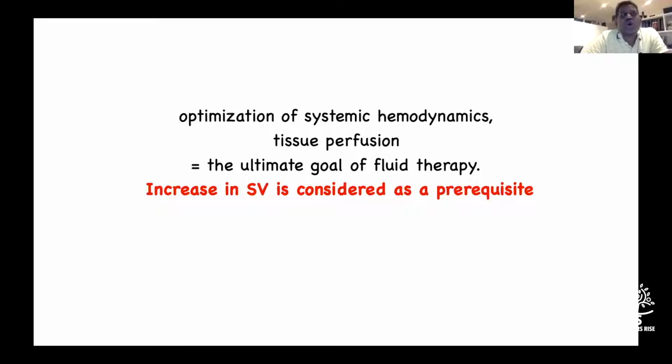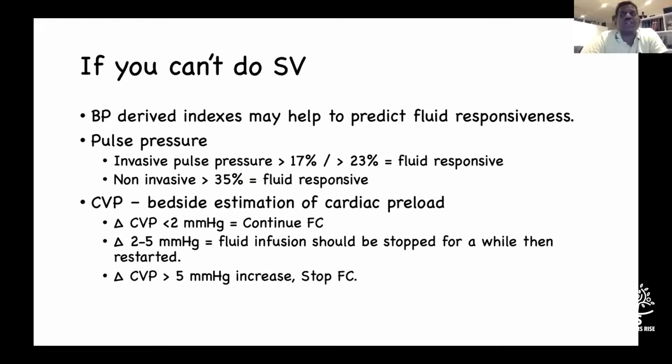So this leads to optimization of the hemodynamics and good tissue perfusion, which is the ultimate goal of good fluid therapy. So an increase in stroke volume is considered a prerequisite. You get a better pumping capacity from the heart, which leads to better perfusion of tissues. And because of that, we expect better oxygen delivery.